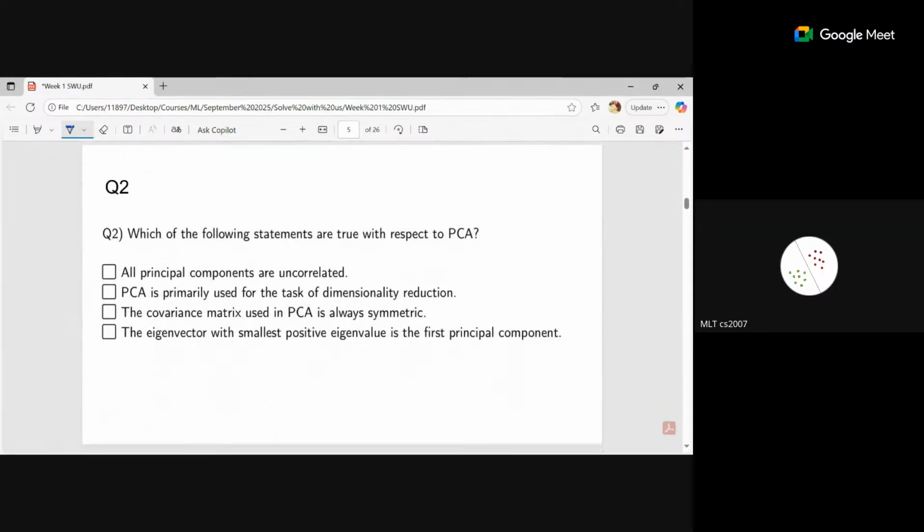All right. So the second question is a simple question. Here you need to check which of the following are true with respect to principal component analysis. The first option is all principal components are uncorrelated. Second, it is primarily used for dimensionality reduction. Third, the covariance matrix is always symmetric. Fourth, the eigenvector with the smallest positive eigenvalue is the first principal component. 2 and 3. Okay.